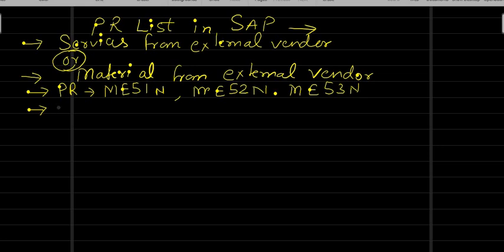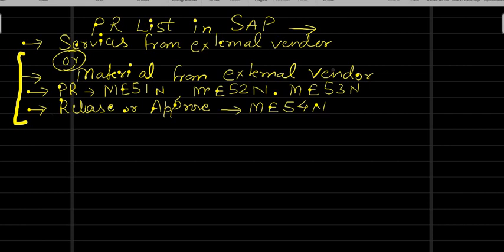After the creation of the purchase requisition, we release or approve that requisition using workflow, or there is a transaction code for direct approval of the purchase requisition, ME54. This is the first case where we create the purchase requisition.